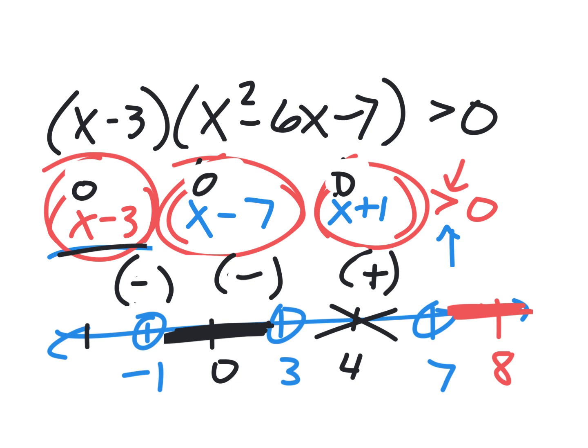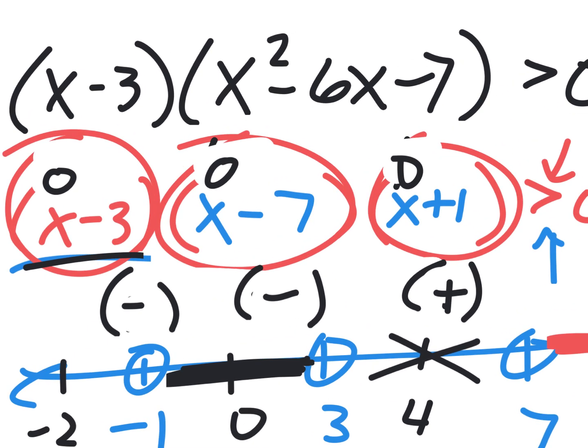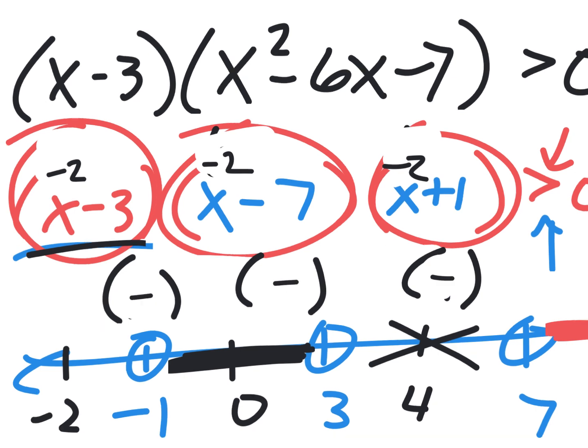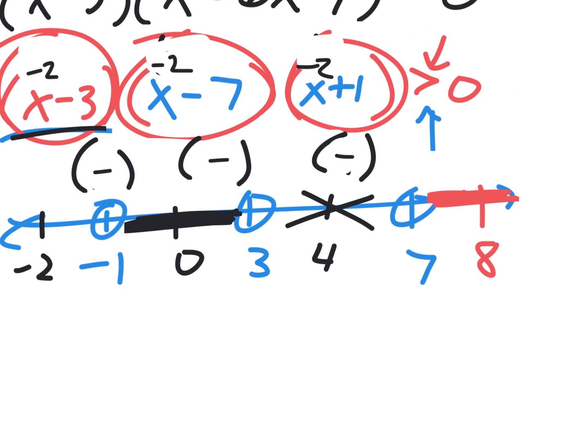Sophia, can you test an interval for me? -2. I'm putting it in here. I better just erase this. Give me just a second. Okay, -2, -2, -2. How about the first one? Negative, negative, and negative. Very good. So what does that mean? It means when it comes out negative, that's not bigger than 0. It doesn't work. You are right.